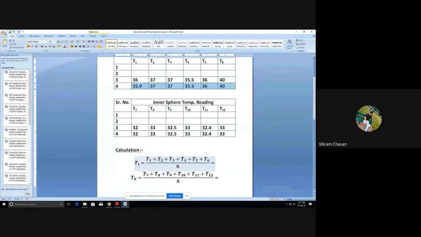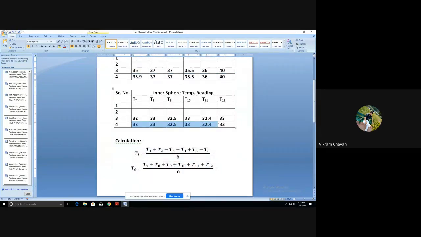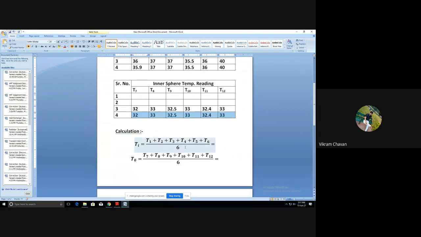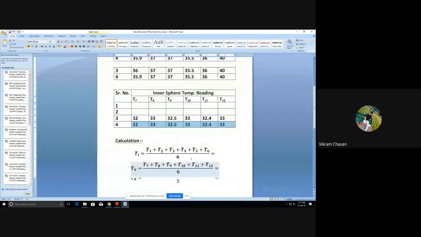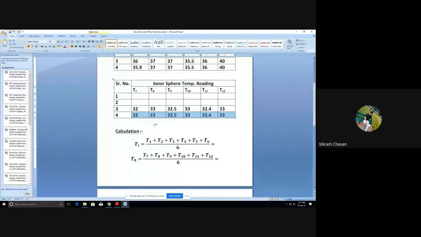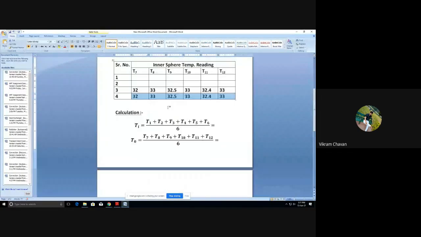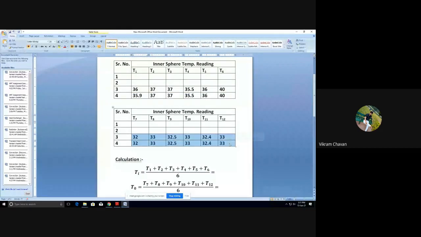Here in this particular case, Ti will be equal to the addition of all six readings for the six thermocouples divided by 6, and T naught will be equal to the addition of the final six thermocouple readings divided by 6. Once you get the values for Ti and T naught, you have to put this value in the K formula and calculate. We will provide you this table shortly, and after that you can do the calculation. If you want to draw the table and calculation formulas, then you can do that.